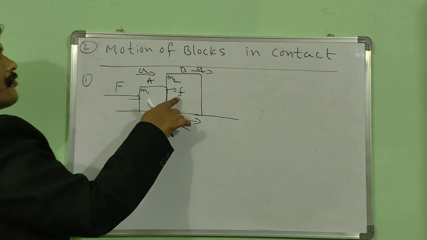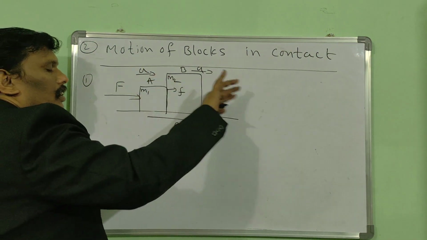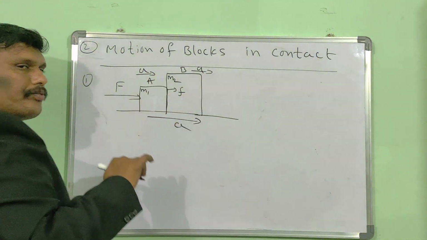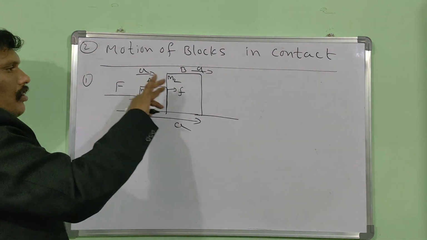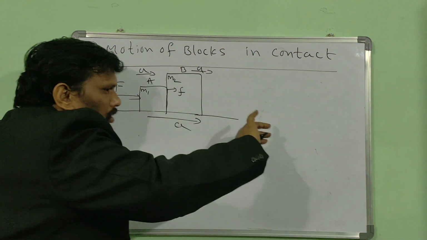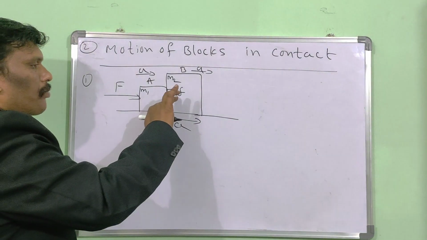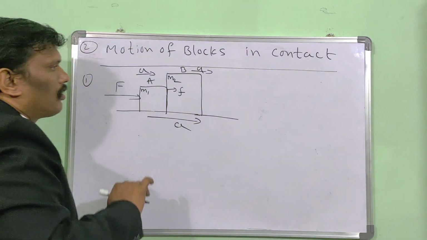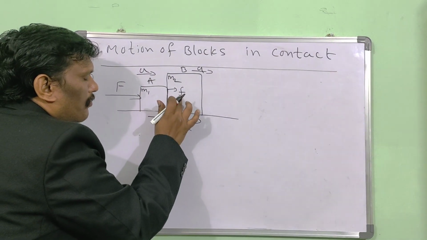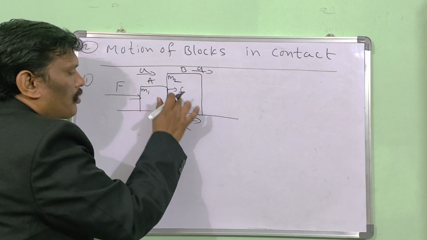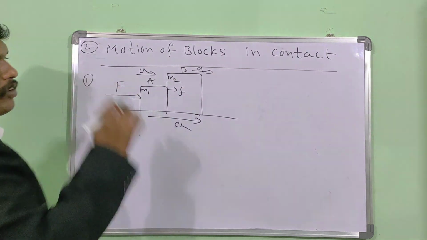What is the magnitude of the force experienced by block B? f. In which direction? In the direction of motion. Why? Because M1 applies the force on M2 in the direction of motion only. So this is the contact force magnitude and this is the direction, experienced by block B, applied by M1.